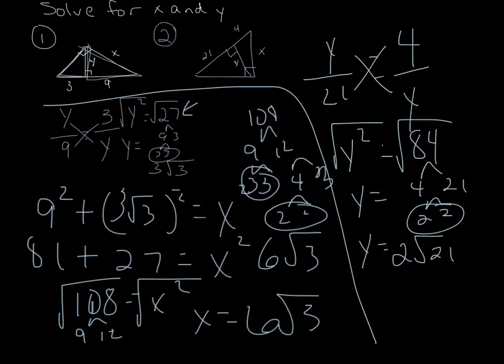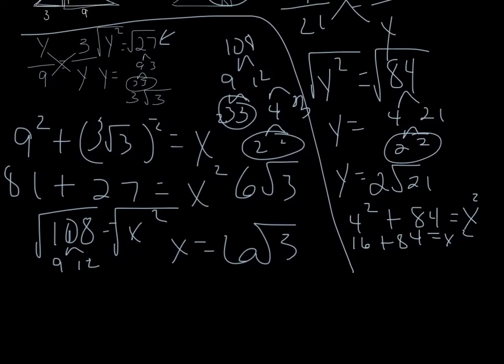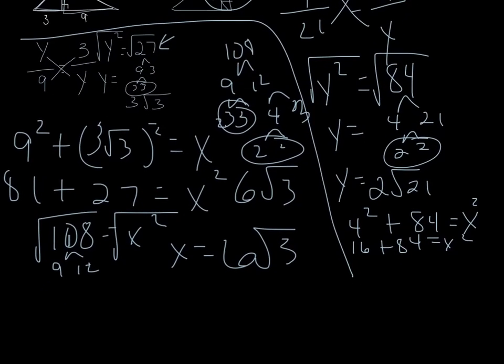Okay, and then if you plug that back in to try to find X, just using that triangle on the right side, you would have 4 squared plus square root of 84 squared, which is just 84, equals X squared. So 16 plus 84 equals X squared. So you'd have 100 equals X squared. Take the square root of both sides, you get X equals 10.